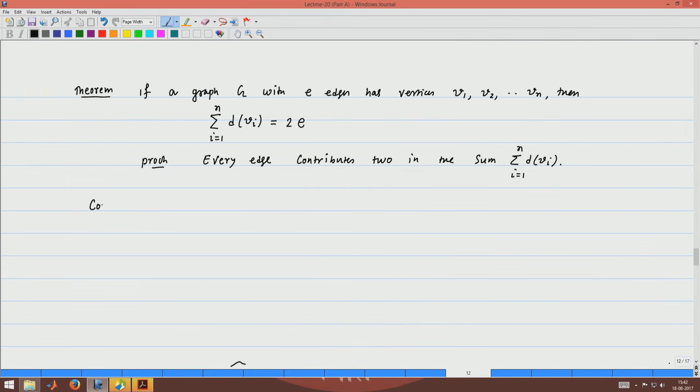Now, a corollary of this theorem: in a graph G, the average degree is twice E by n, because this is the degree sum and there are n vertices. So, the average degree of every vertex is twice E by n, and obviously this average degree, twice E by n, will be smaller than the maximum degree, and greater than the minimum degree of the graph G. Okay, so these are all fine.